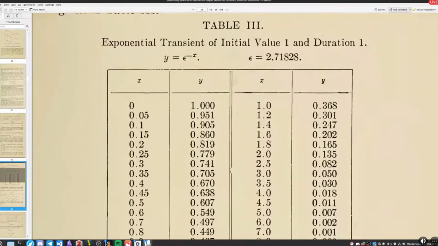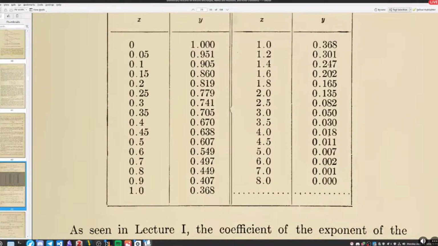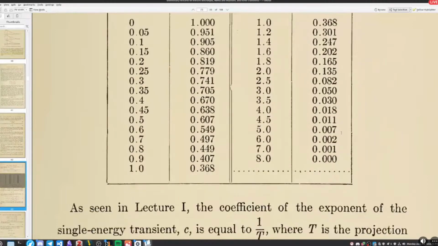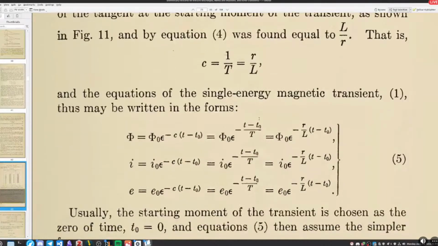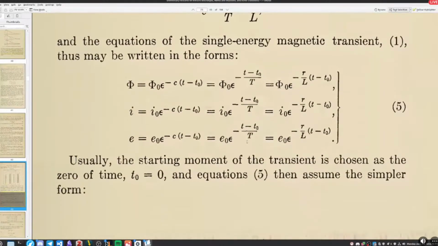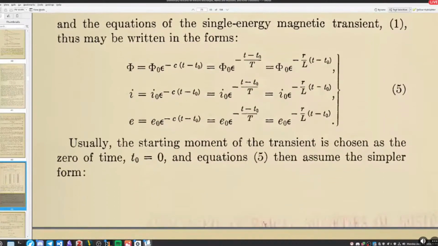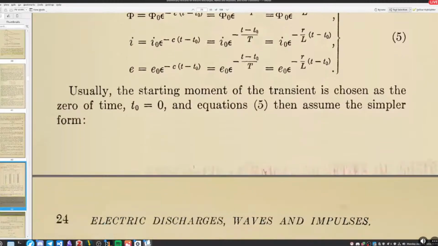As seen in Lecture 1, the coefficient of the exponent of the single energy transient C is equal to 1 over T, where T is the projection of the tangent at the starting moment of the transient as shown in figure 11, and by equation 4 was found equal to L over R. That is, C equals 1 over T equals R over L. And the equations of the single energy magnetic transient thus may be written in these forms. Usually, the starting moment of the transient is chosen as the zero of time, t naught equals 0, in equations 5, which then assume the simpler form.